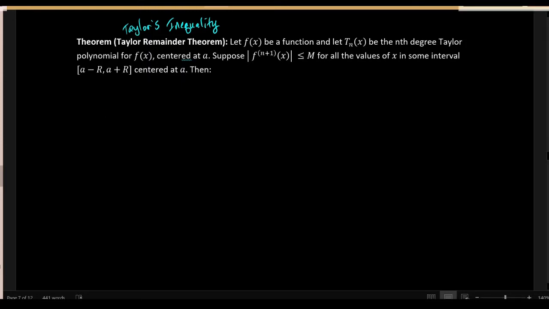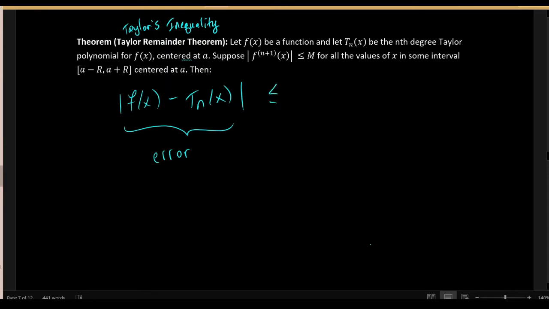In that case, the difference between the function's actual output value and the approximated value using the nth degree polynomial, the error, cannot be any worse than the following quantity. It can't be any worse than first this number m, which bounds the n plus first derivative, divided by n plus 1 factorial times the absolute value of x minus the center to the power n plus 1.